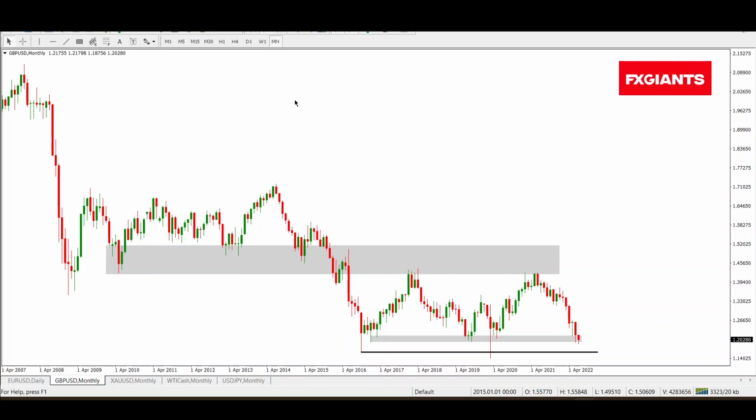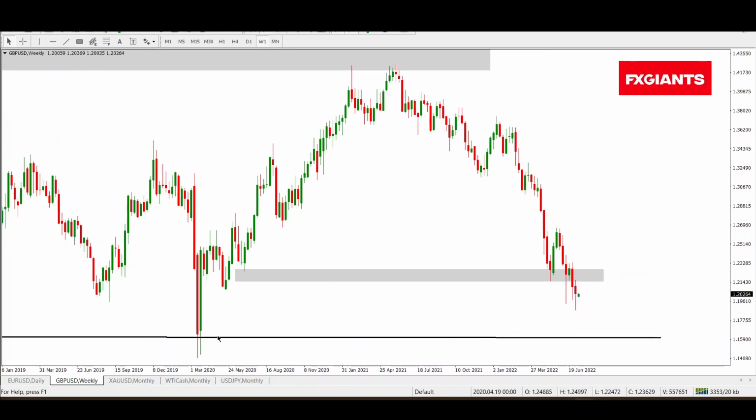GBP USD, this is the monthly time frame, and we can see that GBP USD as well is currently in a key zone. You can see it acted as a support, and now for the fourth time price has come into it and is still acting as a support. But we are yet to see any buy signal form on the higher time frame to guide us on whether to buy or not. So let's slide down to the weekly time frame for more information.